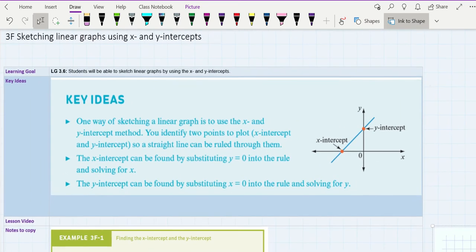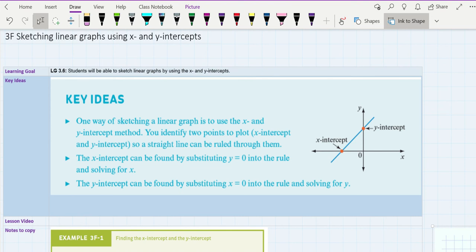Hello students, today we're looking at sketching linear graphs using x and y intercepts. Remember, they're the points at which a graph crosses the axes of a Cartesian plane. So that's your job today: you'll be able to sketch linear graphs by using x and y intercepts.